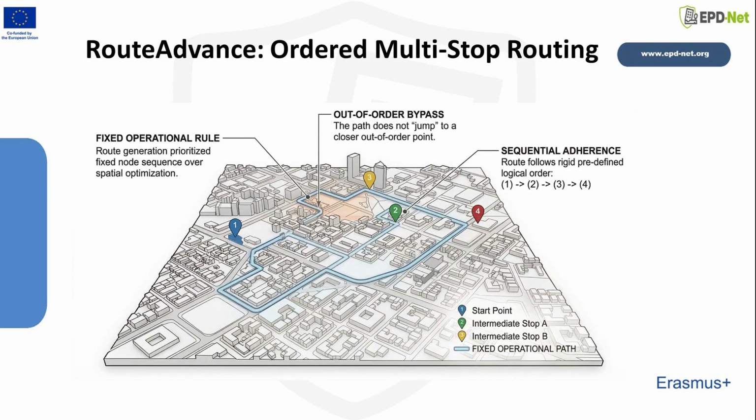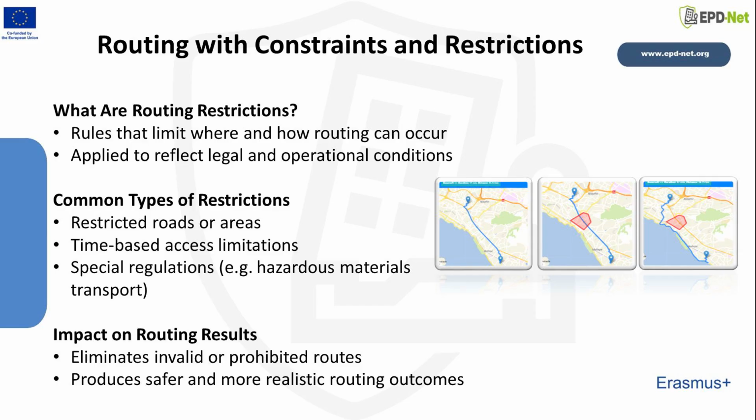In the context of advanced routing, Route Advance serves as a transitional service. It extends basic routing by supporting multiple stops, while still operating within a constrained decision framework. More complex optimization problems, such as those that determine visit order automatically, are addressed by other routing approaches discussed in later topics.